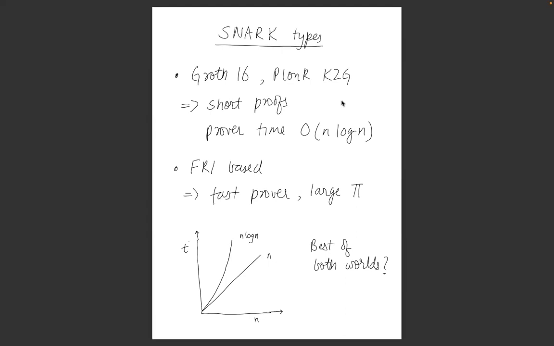Now we have these different protocols. We have Groth16, PLONK, and these protocols result in short proofs, but their prover time is n log n, which is slightly larger than linear. The other protocol is FRI, which is most famously used in STARK provers. This is a fast prover, but it outputs a very large proof. So the question we want to ask is: can we have the best of both worlds? Can we have a fast prover, and also a prover which gives a short proof?